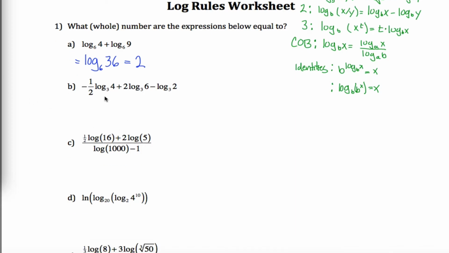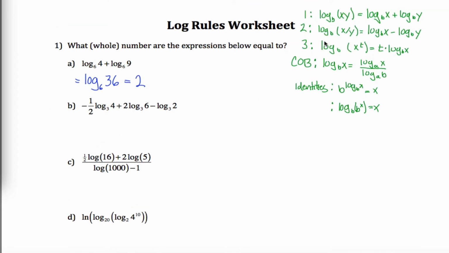For the next one here, you'd like to use one of your log rules, maybe this first log rule in reverse with this plus here, but you can't because of the coefficients. So you take care of the coefficients with this third log rule. You take this negative 1/2 that's out in front, and you can make that the log base 3 of 4 raised to the negative 1/2 power. And similarly, you can take this 2 that's out in front to make this the log base 3 of 6 to the second power minus log base 3 of 2. I didn't leave myself a ton of room, but we'll see if we can make this work.